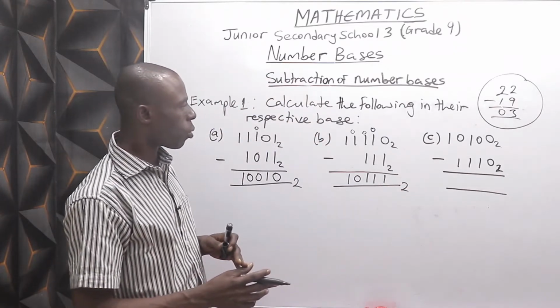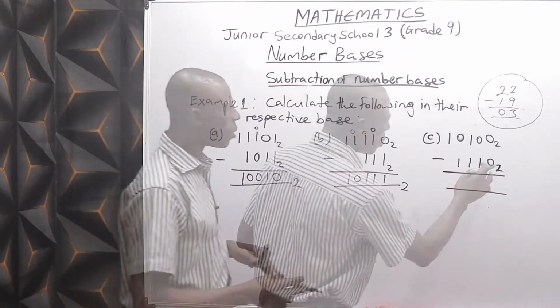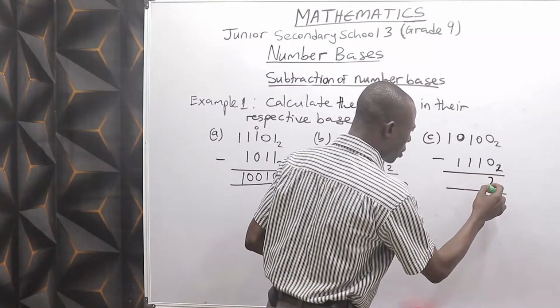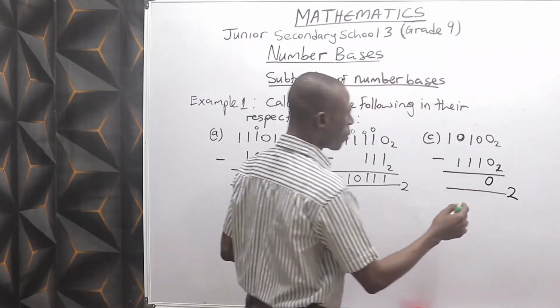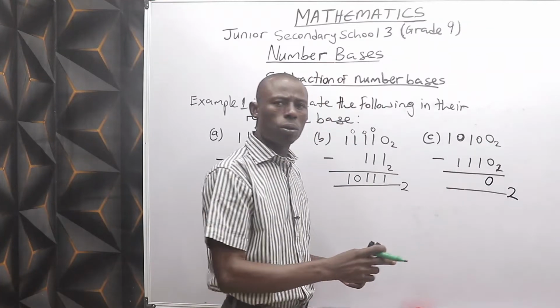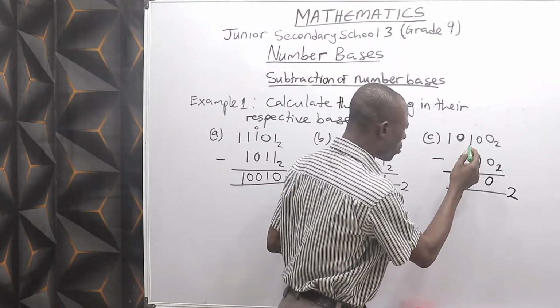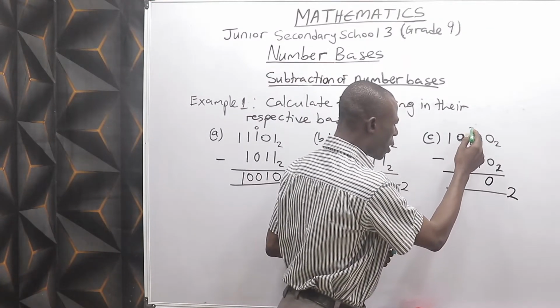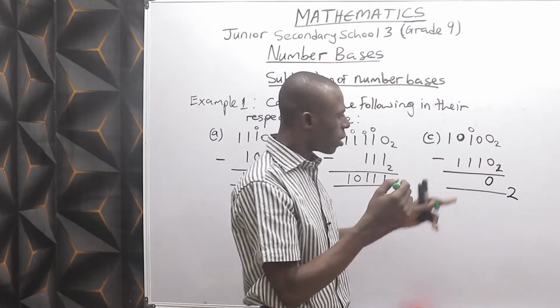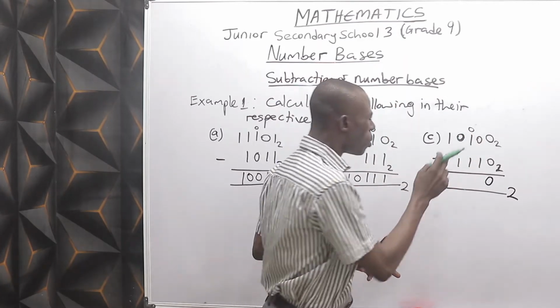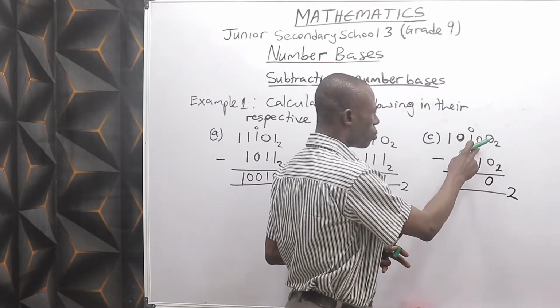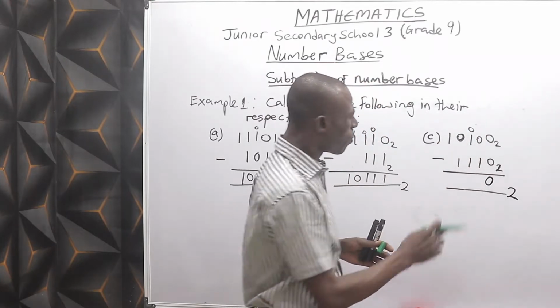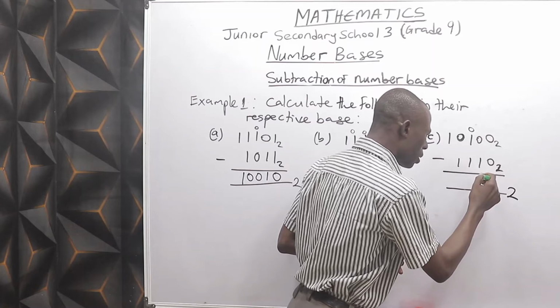Come to the last one in example 1. Subtract 0 from 0. That gives 0 in base 2. Subtract 1 from 0. It's not possible. Borrow 1 from this 1, and this 1 remains 0. The one we borrow turns to our base, 2. Then add that 2 to 0. It becomes 2. Subtract 1 from 2. It gives us 1.